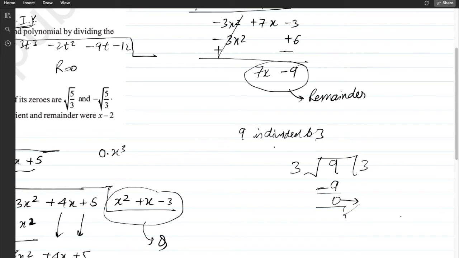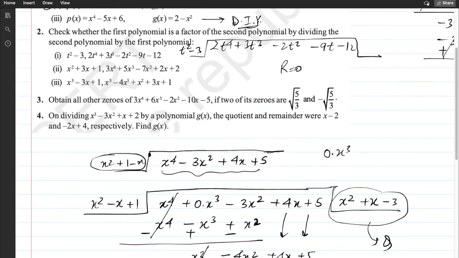In the same way, this question is asking you to check whether this bigger expression can be divided by the smaller expression or not. So you will just divide it like we are doing it over here, and if the remainder comes out to be 0, then you will say that yes, this bigger expression is easily divided by the smaller expression. Let's do this question.